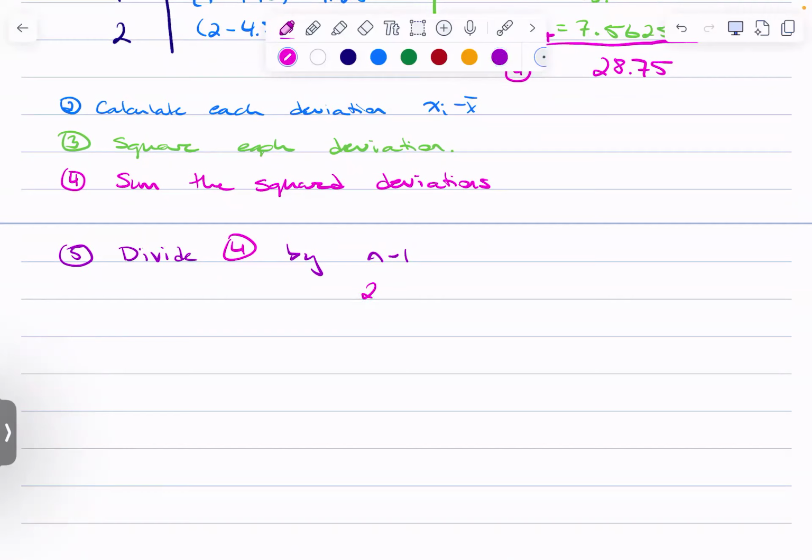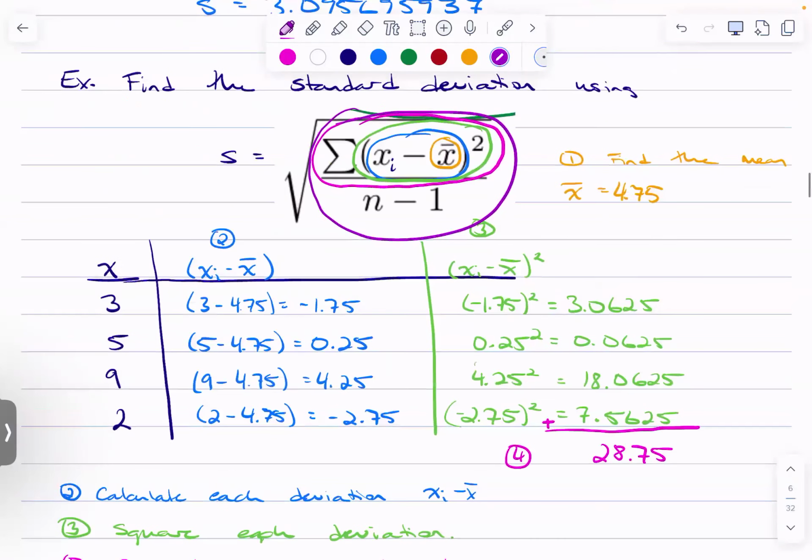So we have 28.75 divided by 4 minus 1. Divide by 3. 9.583 repeating, which I'm really excited about because it means I didn't muck up my calculator work, because this looks familiar. What would this be? This would be your variance, right? Because the only thing left to do is to take the square root. But if you didn't take the square root, then the square would still be on the s, which is the variance, right? And so they're the same.